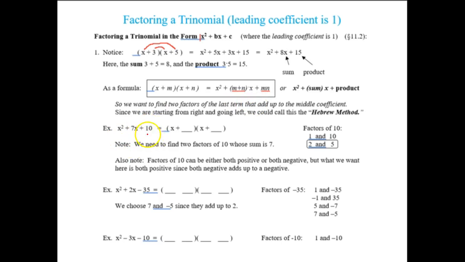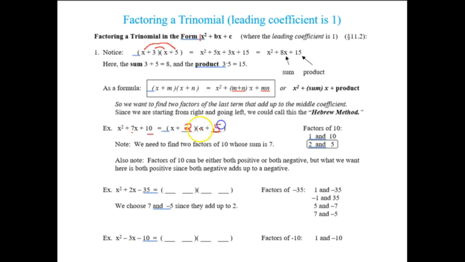We're going to start with 10. Okay, what are the factors of 10? So you list the factors of 10, 1 and 10, 2 and 5. And of course, the pair that adds up to 7, the middle term 7, are 2 and 5. So then our binomials would be x plus 2 and x plus 5.